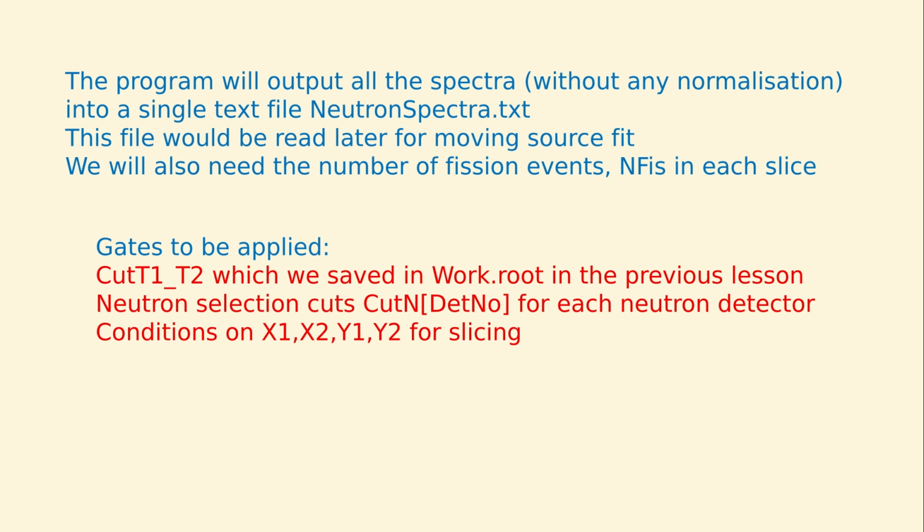And then there are neutron selection cuts, one cut for each detector, and these too we had created and saved inside work.root in the previous lesson. Today we will be working on the x1, x2, y1, y2 conditions for slicing by dividing the forward angle multiwire proportional counter into a number of slices. For my demo program, I will be using 4 by 3, that is 12 slices.